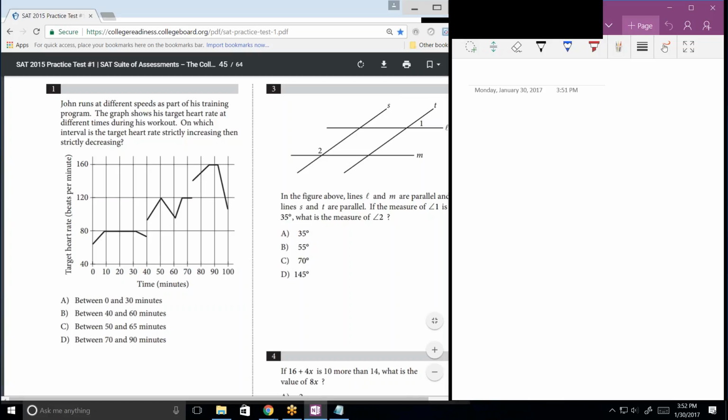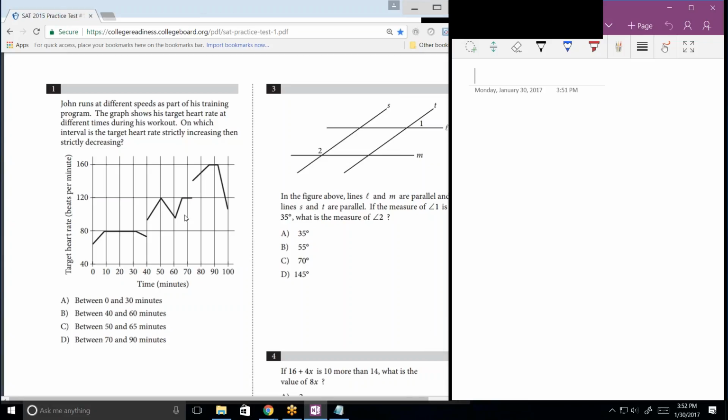That's going to be 40 to 60 feet. Well, from 40 to 60. Strictly increasing, then strictly decreasing. Very good. You did something I didn't do on this.